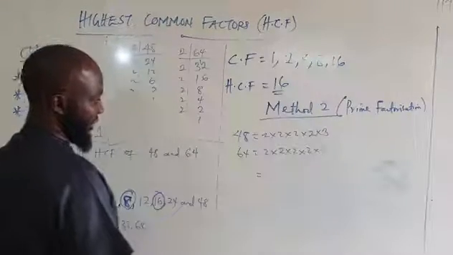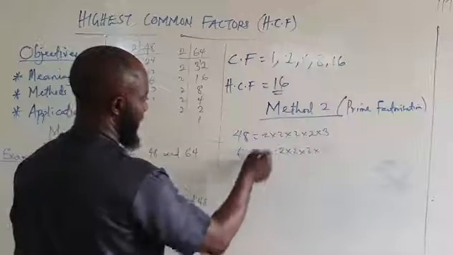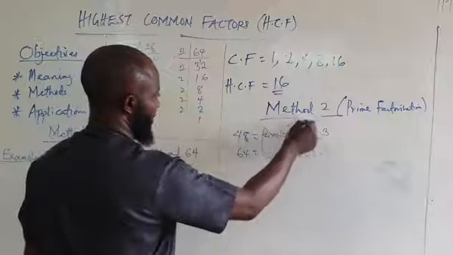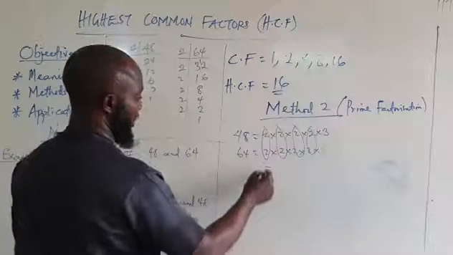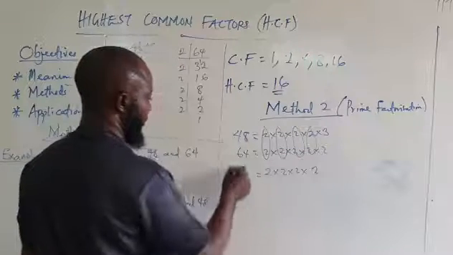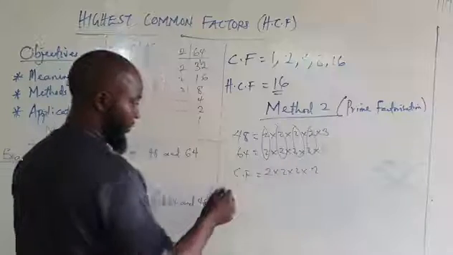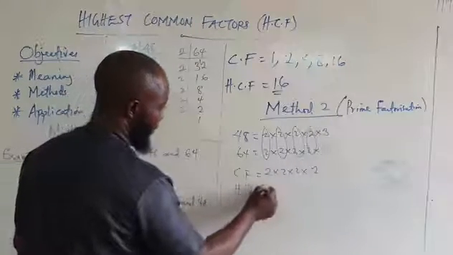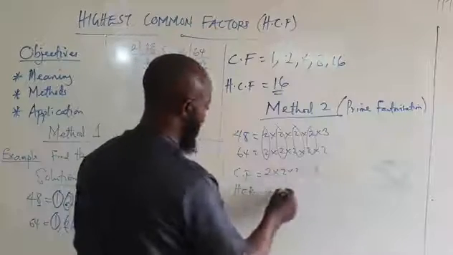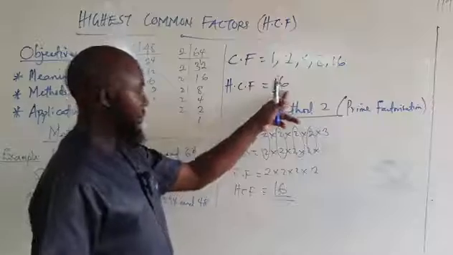We have done this. So let's now look at what is common here. What is common? Common factors here. This, and this. So that means we have 2 times 2 times 2 times 2. So the HCF will now be the product of all these ones. So HCF will be 2 times 2, 4. 4 times 2, 8. 8 times 2, 16. Is it not the same thing with our answer here? You can see. That's the method.